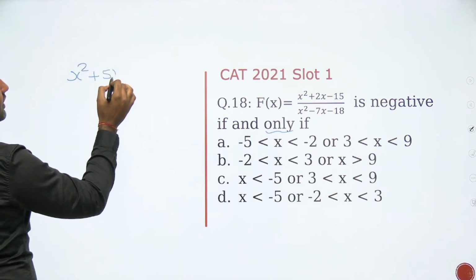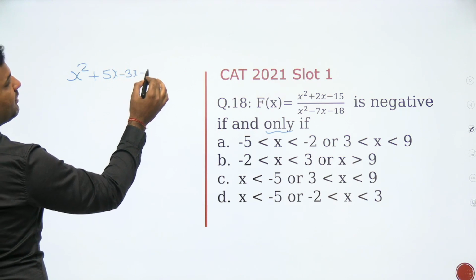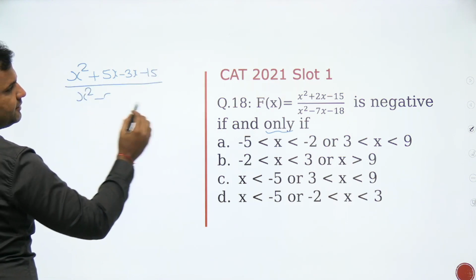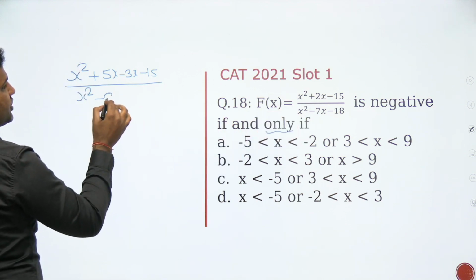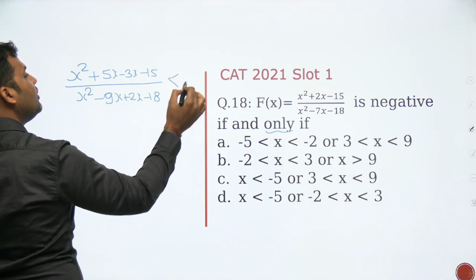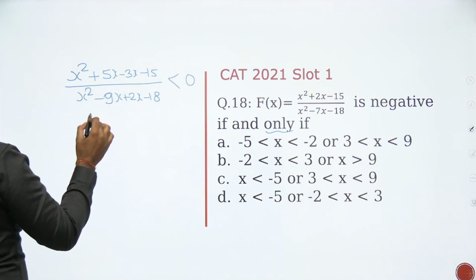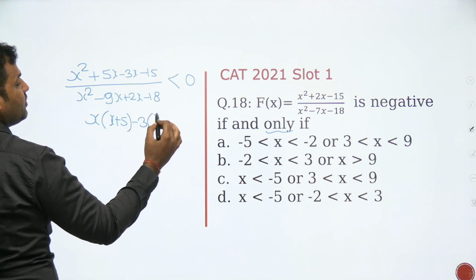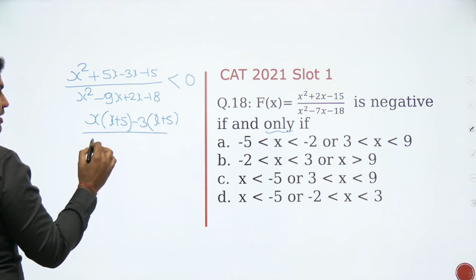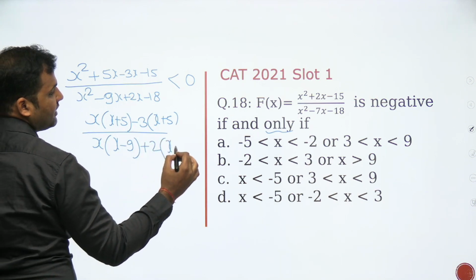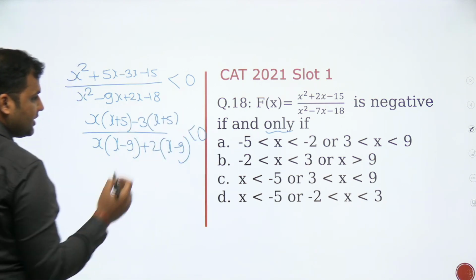The factorization would be 5x minus 3x minus 15 divided by x square minus... The denominator factorization would be minus 9x plus 2x minus 18. What I want is this value to be less than 0. So this would be x into x plus 5 minus 3 into x plus 5. In the denominator we have x into x minus 9 plus 2 into x minus 9. This has to be less than 0.